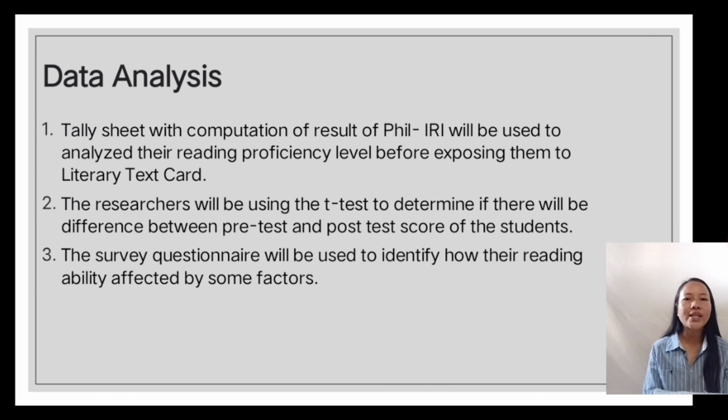And number 2, the researchers will be using the t-test to determine if there will be a difference between pre-test and post-test score of the student. Through using the t-test, we will measure and know the level of reading proficiency of the student. And the last, number 3, the survey questionnaire will be used to identify how the reading ability is affected by some factors. Through using survey questionnaire, we will describe the factors affecting the pupil's reading ability.